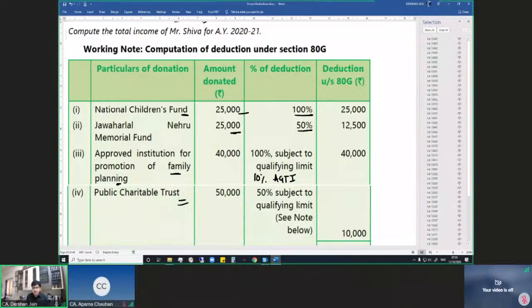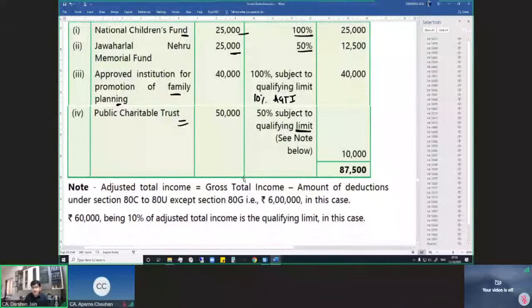For public charitable trust also, you've got the qualifying limit. So therefore, computing the qualifying limit becomes important here. Let us see how we compute the qualifying limit.